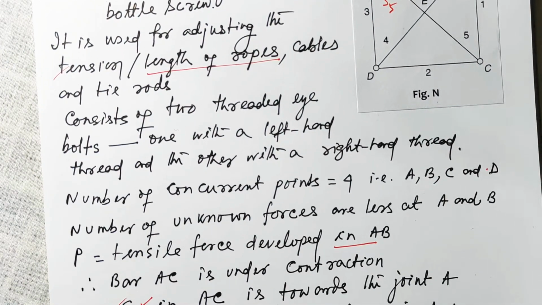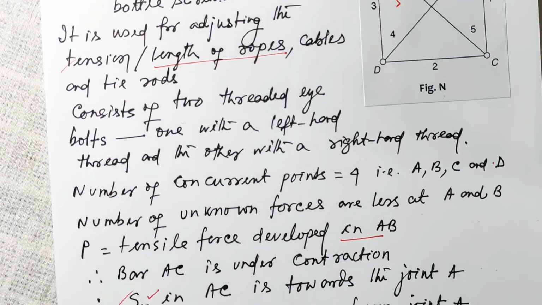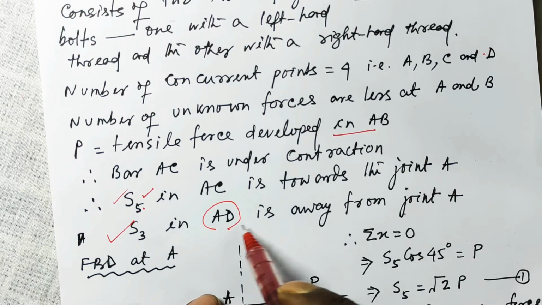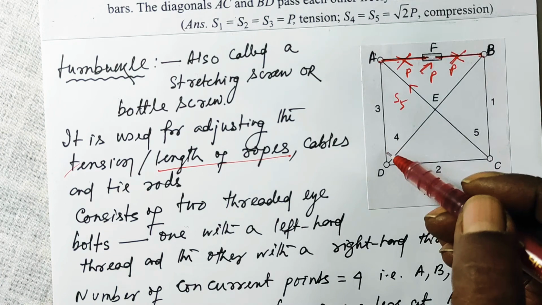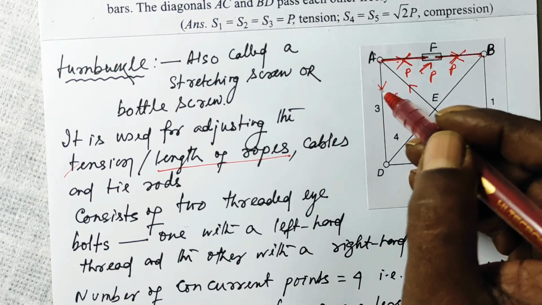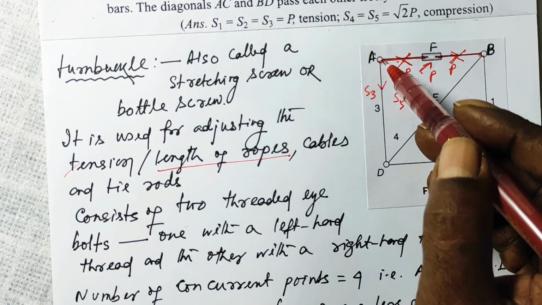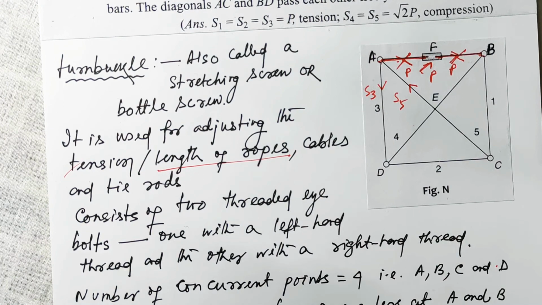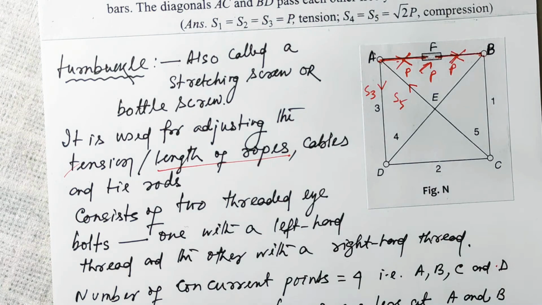Similarly, S3 in AD will be away from the joint A. AD is called the third bar, let it be S3. It will be away from the point A, because by AC contracting, AD will try to expand. So the axial force S3 will be away from the joint A.